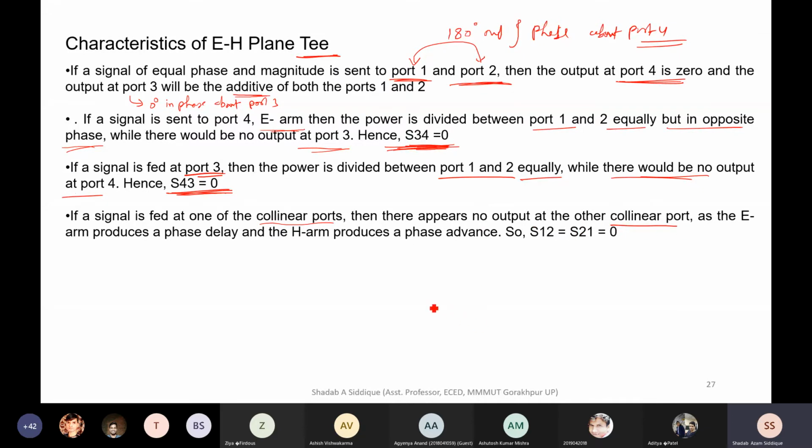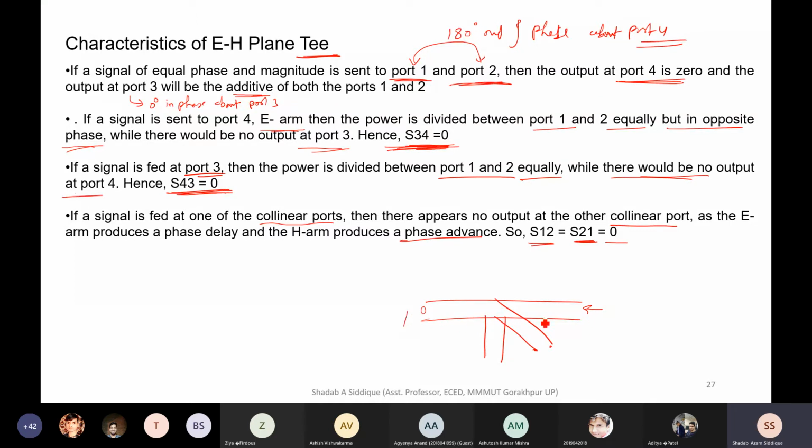If we apply input at one of the collinear ports, then we will not get output at the other one. So this will be 0 at that time. As the E arm produces the phase delay and the H arm produces the phase advance, they will cancel out, so you will not get output. So S12, or you can say S21, is equal to 0.